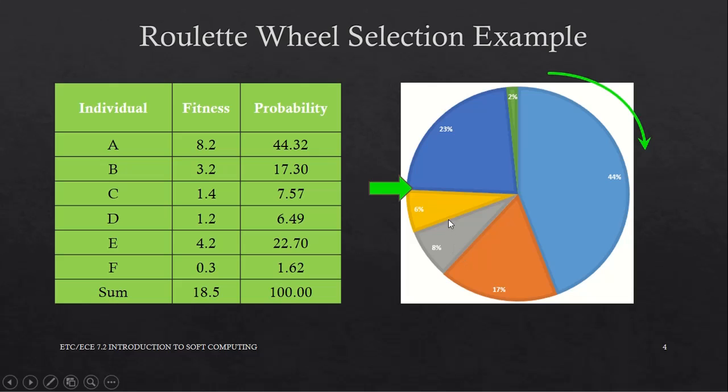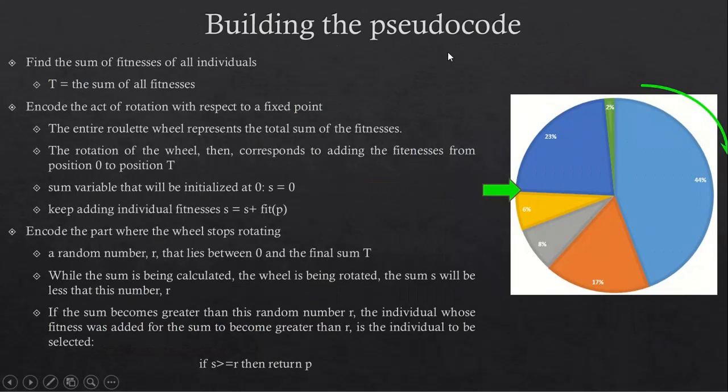Now, a fixed point is considered and the wheel is spun. The pocket at which the wheel eventually stops is the individual that is selected as the parent. I hope that the idea is clear. Now, let us try to understand the algorithm, the pseudocode for roulette wheel selection. To design the pseudocode, we will need to know the procedure well and then encode each step of the pseudocode.